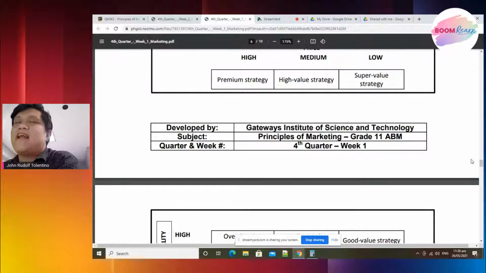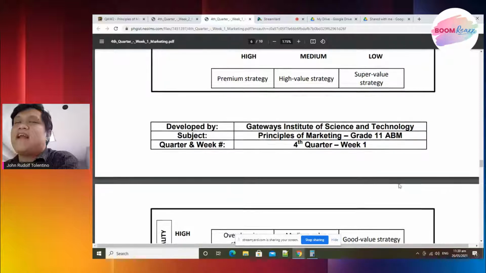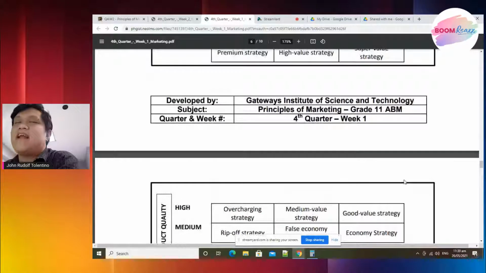Pwede kayo mag-set ng price ng mataas, ng medium, or ng low. Okay, pero still, may mga kaakibat yun ng mga factors kung bakit yun yung mga reasons, bakit yun yung mga price na sinet ninyo in your product. Okay, and some of the people, especially kapag mga alta, okay, yung mga aristocrat, so they will always think about the quality regardless of the price.